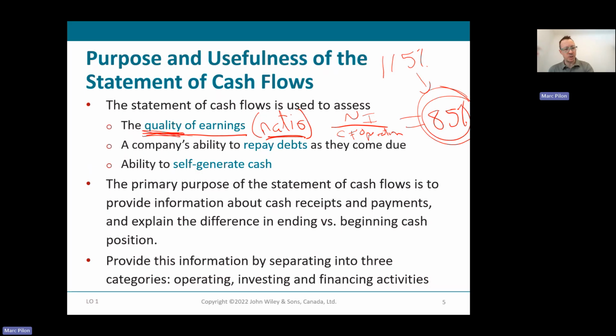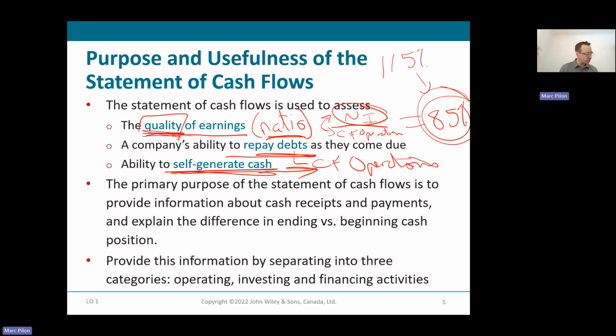So the quality of earnings, what we're looking at is manipulations in the net income. And I forget if the net income is the numerator or the denominator, but it's those two elements, and we want them to be close. Otherwise, we worry about the quality of the earnings in terms of manipulation. Okay. Next, we use it to assess the company's ability to repay debt from its cash flow from operations, and self-generate cash to pay dividends, to reinvest in the company. And the self-generation is the operations, cash flow from operations.